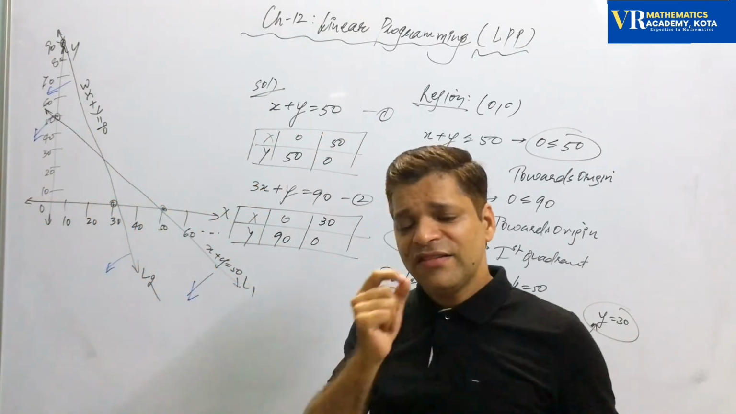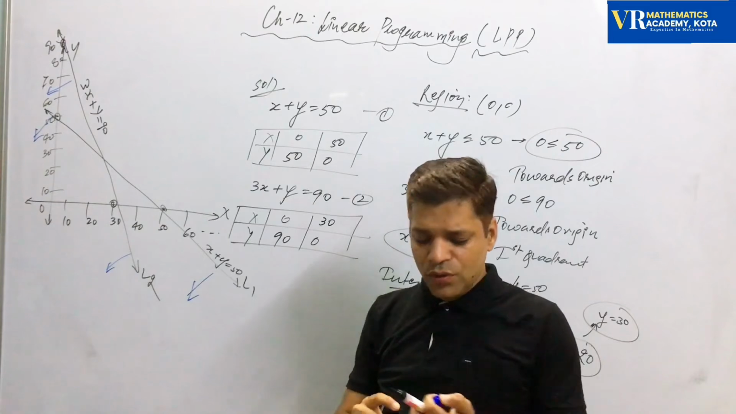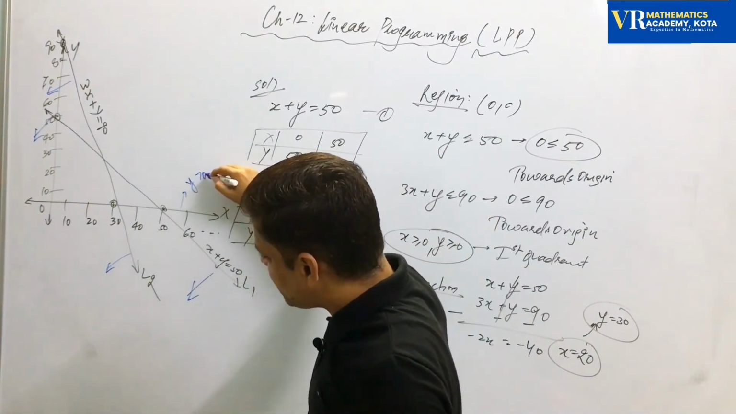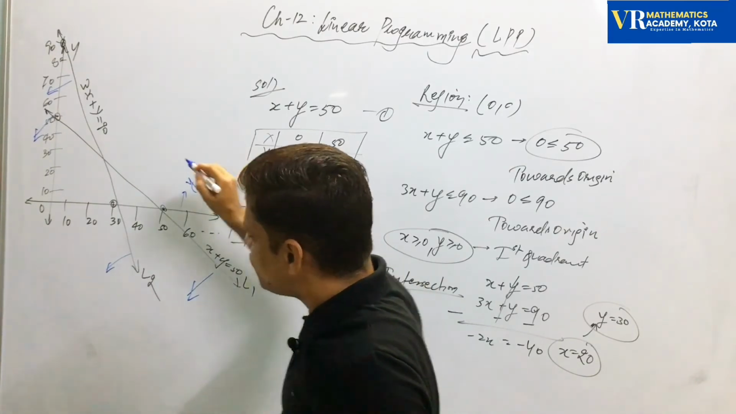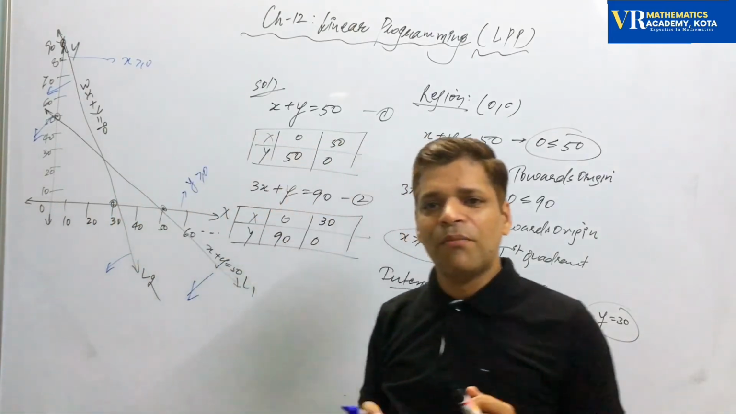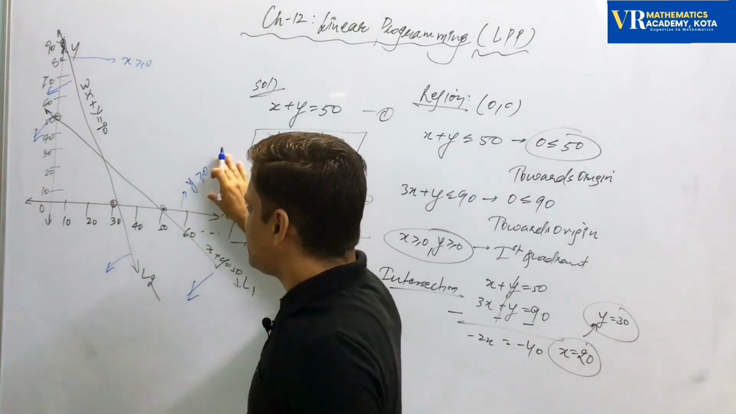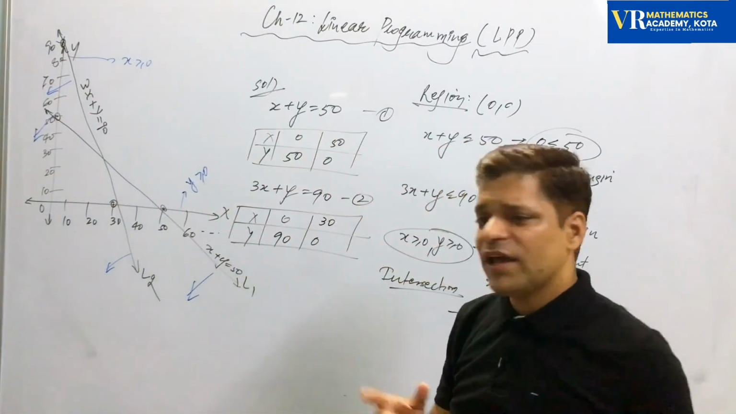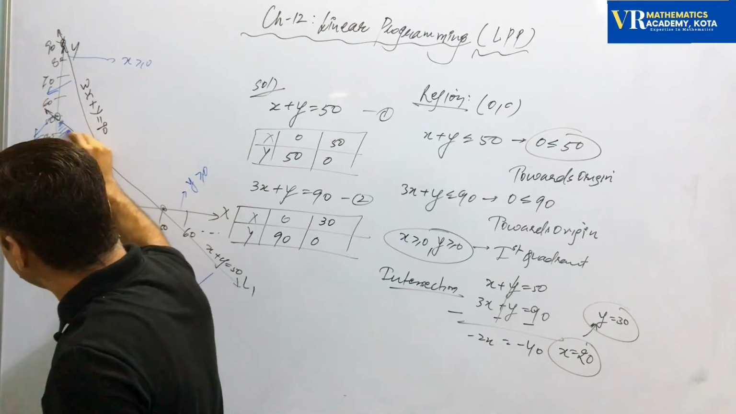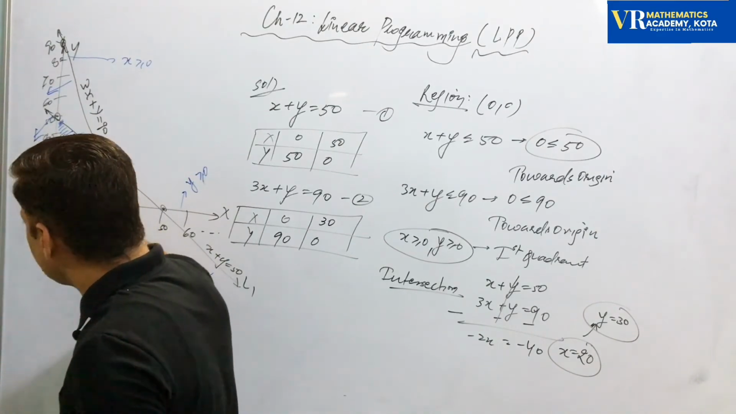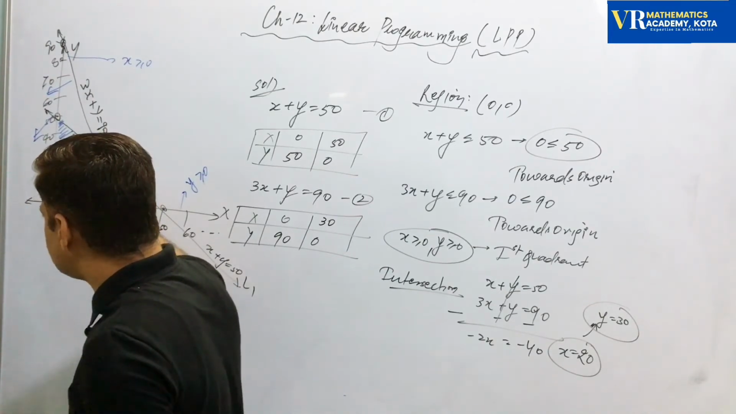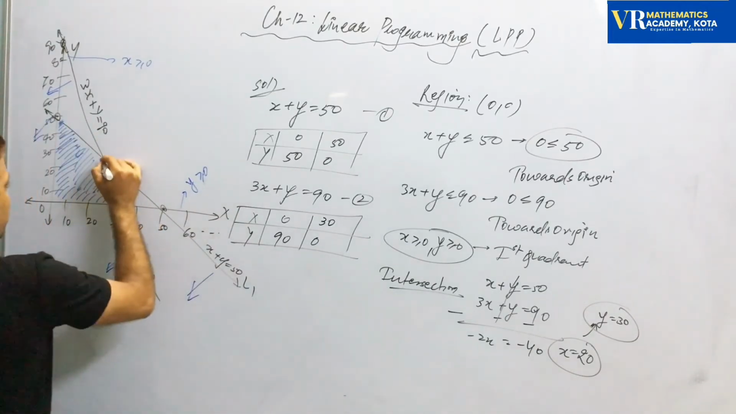But x greater than or equal to 0 and y greater than or equal to 0 always lie in the first quadrant. How will it lie in the first quadrant? This region is y greater than or equal to 0, and this region is x greater than or equal to 0. So if we combine all of them, x greater than or equal to 0, y greater than or equal to 0, line 1 and line 2, then we find that this will be the common region of the LPP. This is basically called the feasible region.